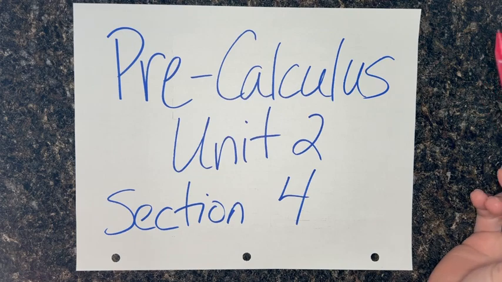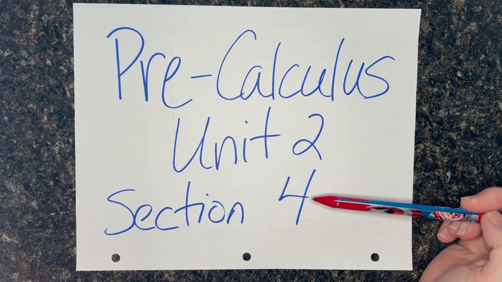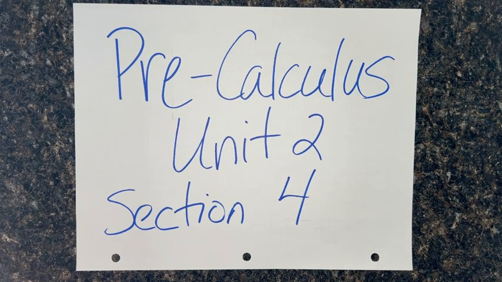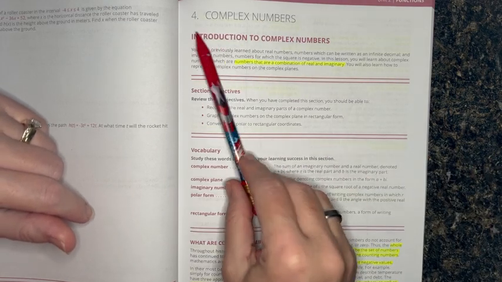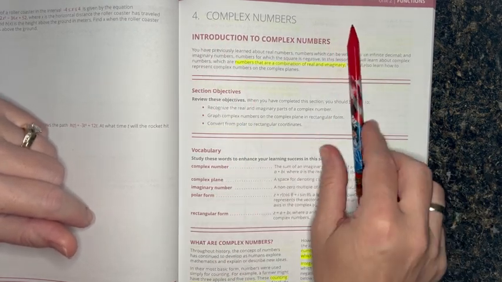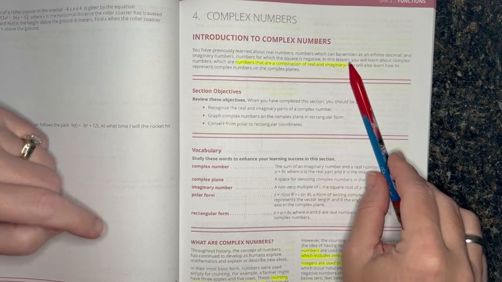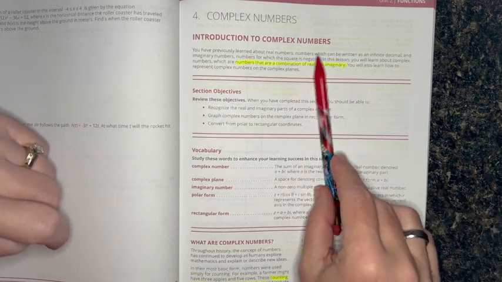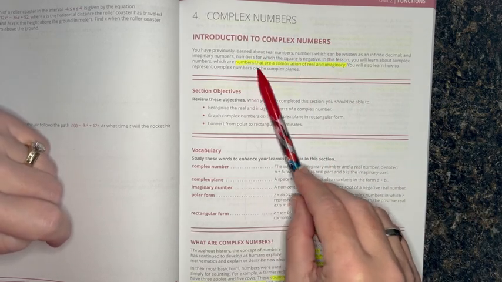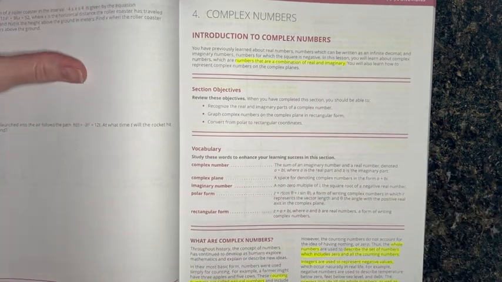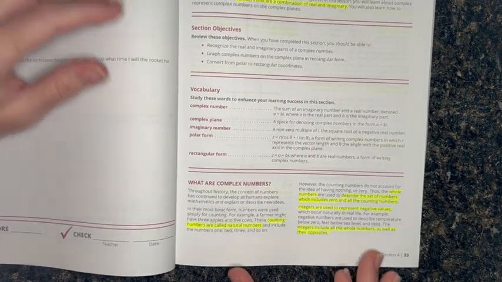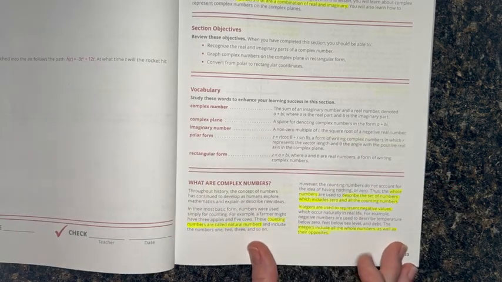Today we're going to be going through Pre-Calculus, Unit 2, Section 4. Section 4 begins on page 53, and it's entitled Complex Numbers. And so we're going to be talking about an introduction to complex numbers. It says complex numbers are numbers that are a combination of real and imaginary. Okay? We're going to go through some review of real numbers.